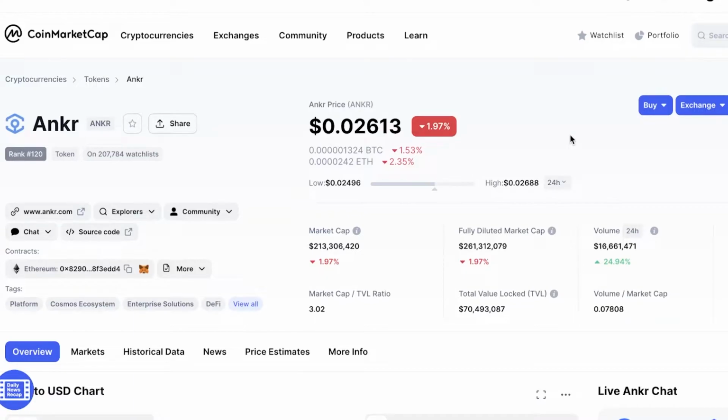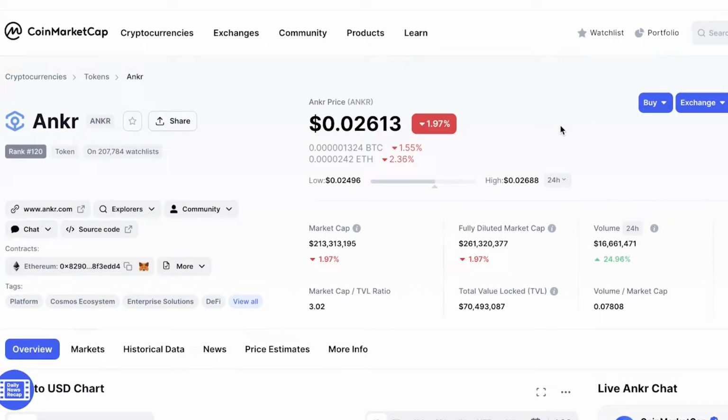But the overall market cap for Ankr is over 200 million. The fully diluted market cap is around 261 million. The 24-hour trading volume for Ankr is over 16 million, and the circulating supply, which is astonishingly higher compared to other tokens as well, is 8.16 billion Ankr, and the maximum or total supply is 10 billion Ankr. So it is probably one of the most highly diluted currencies out there.